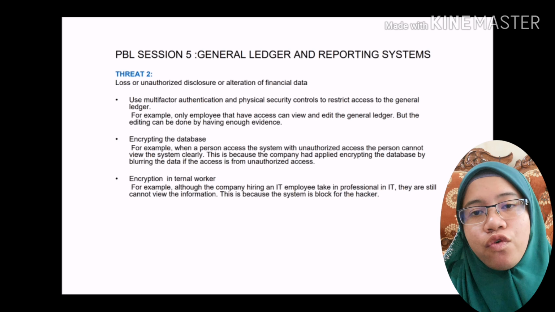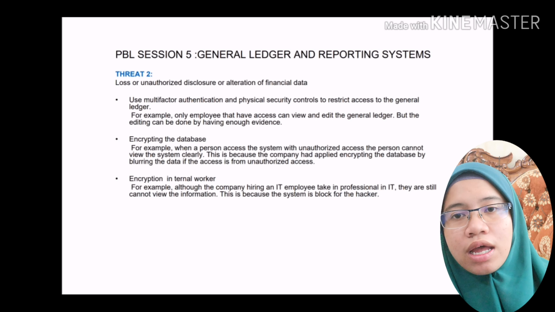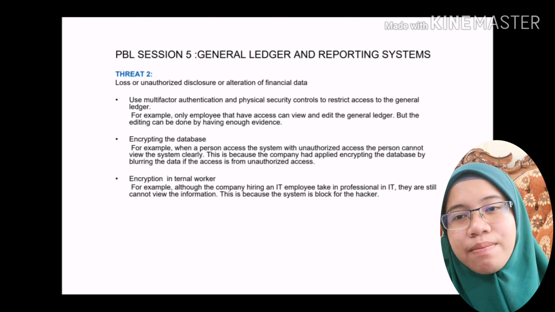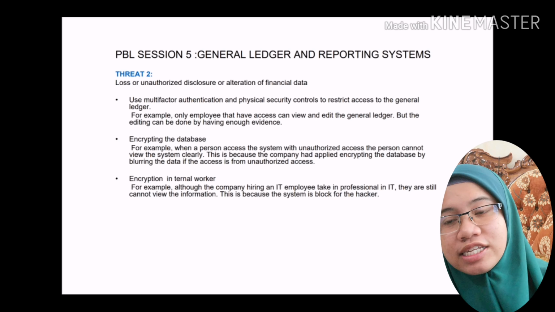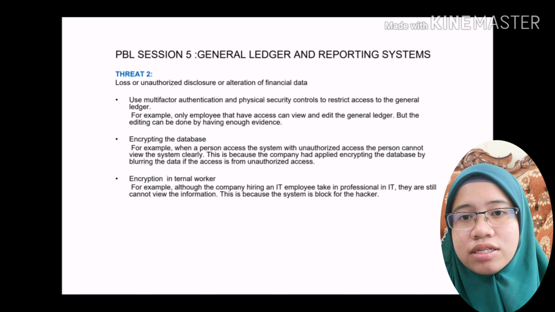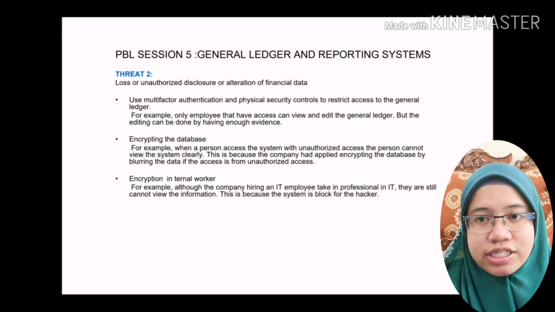Encryption is not only for outsiders, but it is also for internal workers. For example, it also prevents IT employees from accessing the sensitive information in the company. It is not easy because the system is blocked for any hackers.